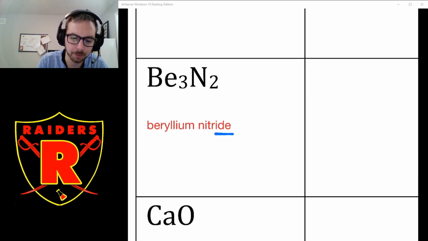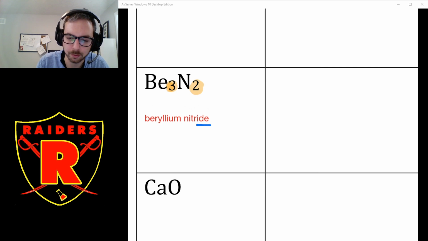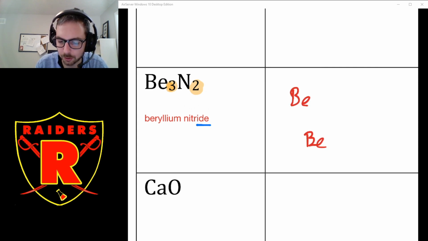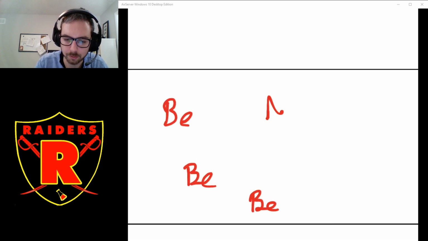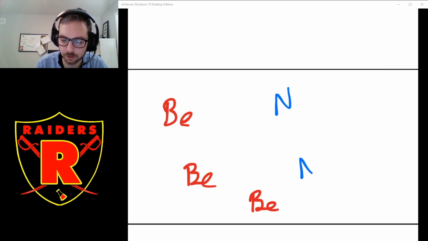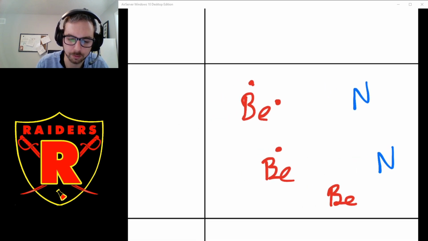So in order to make this one, we've got to look at their subscripts here. There's a 3 subscript for the beryllium and a 2 for the nitrogen. So we need 3 berylliums, 1, 2, 3, and we need 2 nitrogens. I'll keep them color coded here. 1, 2. Oh, hold on a second. Where's beryllium?